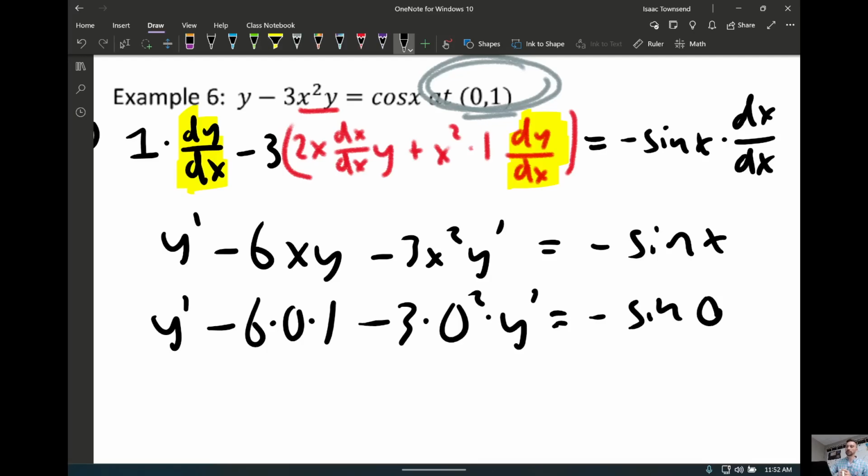It looks like most of this stuff just goes to 0, and we're left with y prime is equal to the opposite of the sine of 0. And what is the sine of 0? Zero. So I didn't have to solve for y prime equals, or dy dx equals, because I was just going to plug in a number anyway. So typically just plug it in as soon as you have taken the derivative. It doesn't have to look nice before you plug the numbers in.